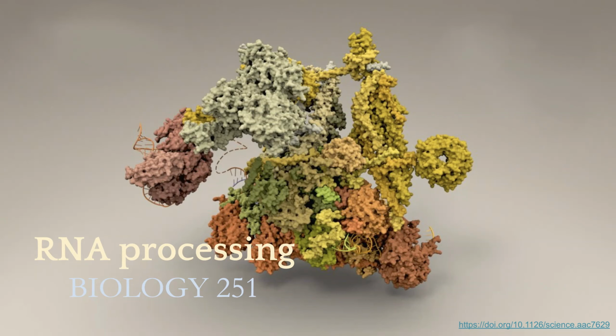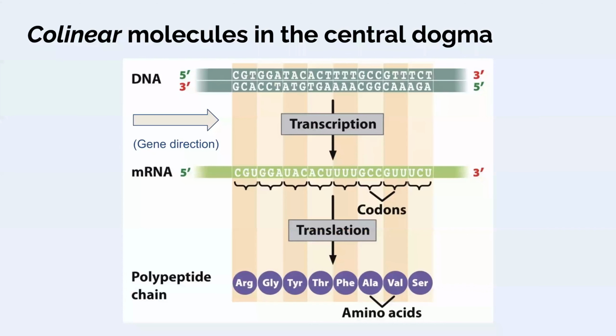Among the steps in RNA processing is RNA splicing, and this molecule here showing the spliceosome, a rather complex molecule that holds the RNA transcript and cuts out pieces of intron. So just some framework for what we're talking about here.